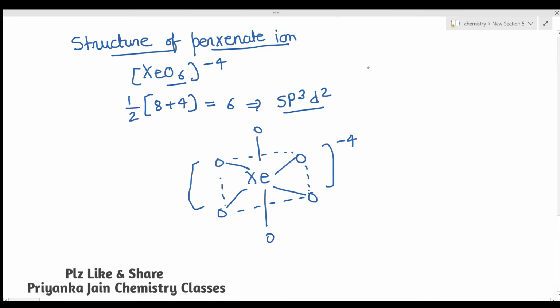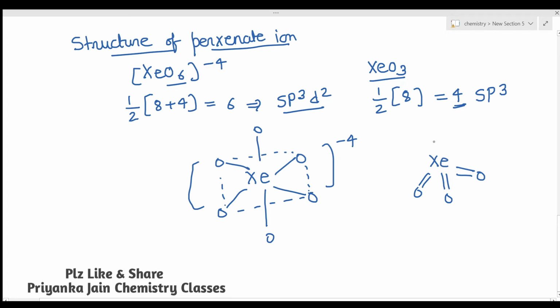If we see the structure of XeO3, then what you have to do is firstly see its hybridization. Here xenon has 8 electrons, so it will be equal to 4. It means 4 hybrid orbitals we need. So it will have sp3 hybridization, right? So now 4 sp3 hybrid orbitals, out of which 3 are used in bonding with the oxygen in this manner, and one will possess the lone pair of electrons. So it is having the pyramidal shape. This is the pyramidal shape, and this is having the octahedral shape, right?